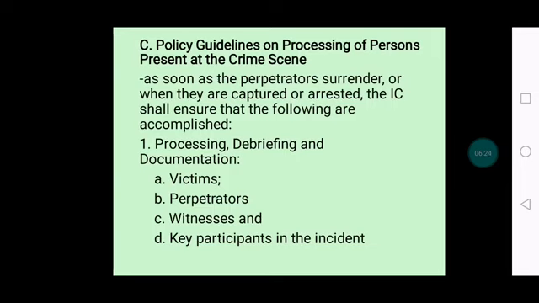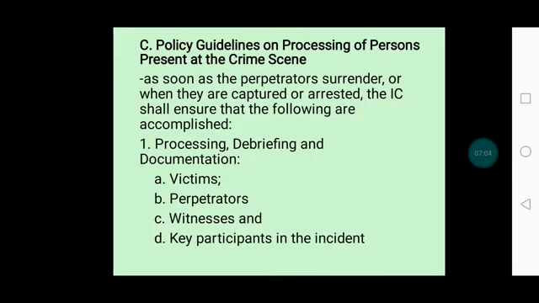Next is policy guidelines on processing of persons present at the crime scene. These policy guidelines prescribe the operational procedures in processing and handling persons present at the crime scene, the suspects, victims, or witnesses. The aim is to clearly define police courses of action in dealing with persons who, for any reasons and personal circumstances, are at the crime scene during post-incident situations.